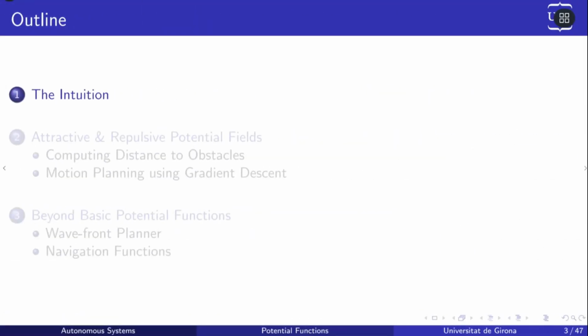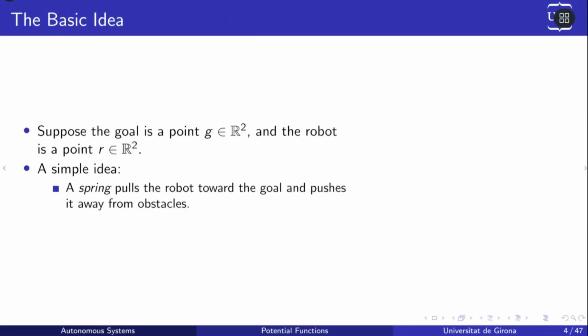What is the class about today? The class is about potential functions. And how are we going to imagine that? Potential functions are a kind of function that can be used to do exactly what we have been doing all these days. That is moving one robot, a vehicle, from a starting position to a goal position. Just to start, let's assume that the robot that we want to move is just a single point. Then it's x, y.